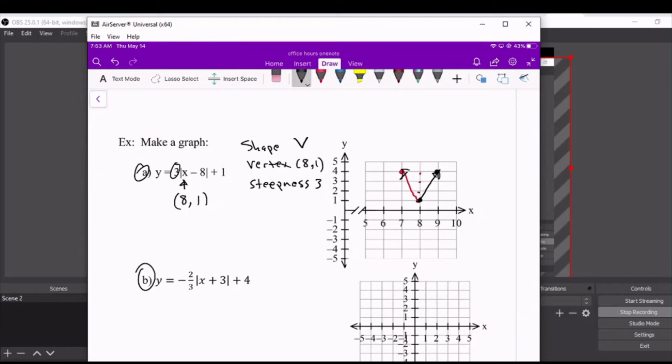For part B, would you do the same sort of thing here? Think about the shape of this, where the vertex is, and the steepness. Pause the video and think about that, please.